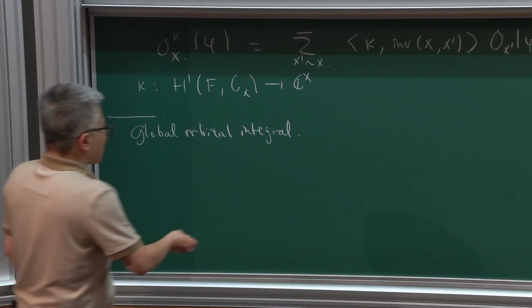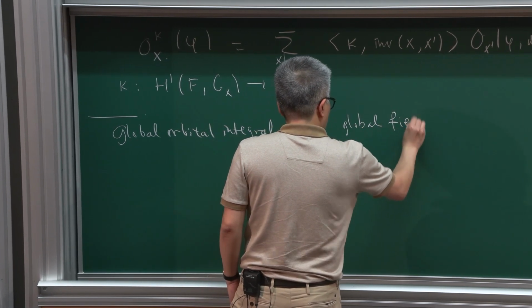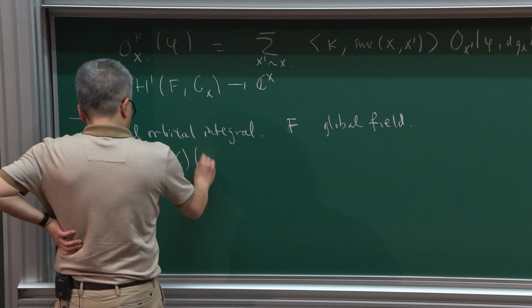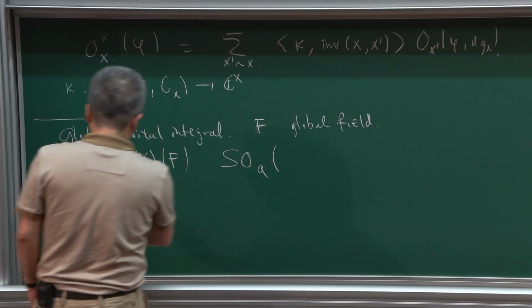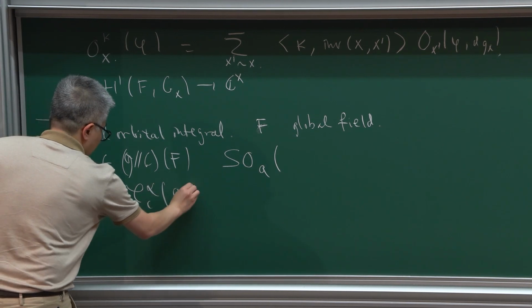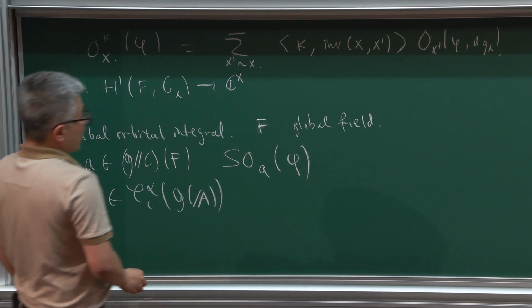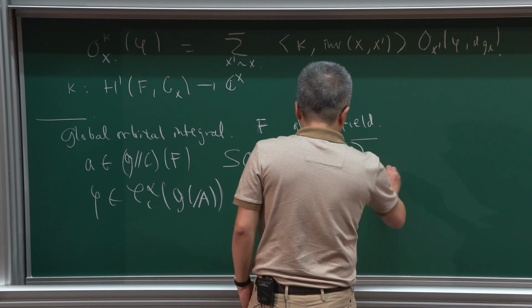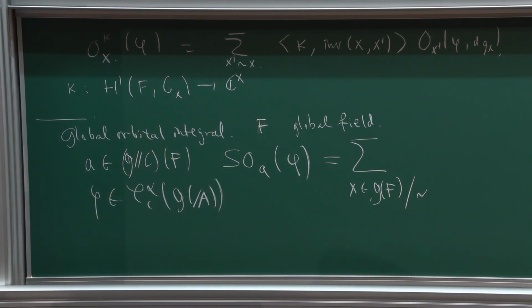Now it actually is better to start right away from some point a inside g mod G of F, and then I define the stable orbital integral of a. Now F is a global field, and phi is a test function, so phi is in C_c infinity of g of A. So let us look at the function field, so I don't have this infinite class, this is just C_c infinity of g of A. And so SO of phi. So actually here I don't even have to choose the Haar measure on the centralizer. It's going to be a sum over x inside g of F, by conjugacy class, that map into a.